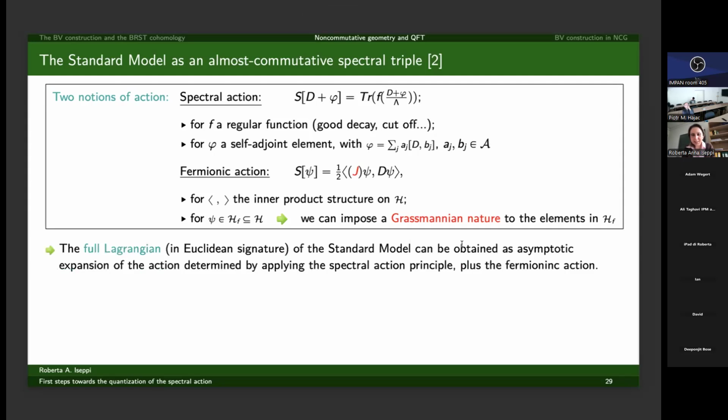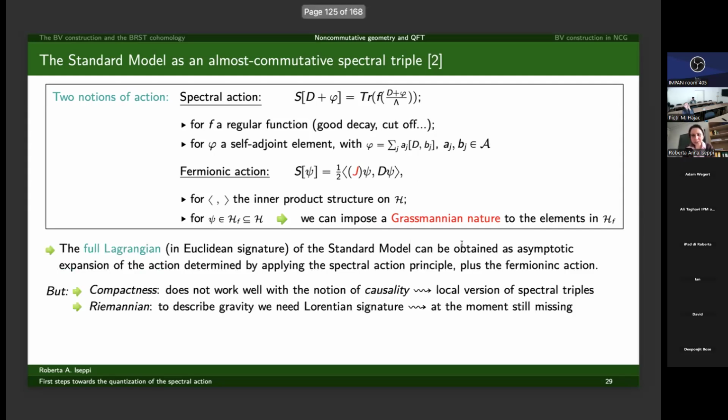And as I said, the idea is that you can get the full Lagrangian. Of course, a small thing to remember is that for now there is a bit of a compactness issue, because when you're dealing with the canonical spectral triple, you have an underlying manifold that is asked to be compact, and that doesn't really work well with causality. And of course, we are in Riemannian signature, while for doing physics we would like to go in the direction of Lorentzian signature, but at the moment this story is a bit missing.